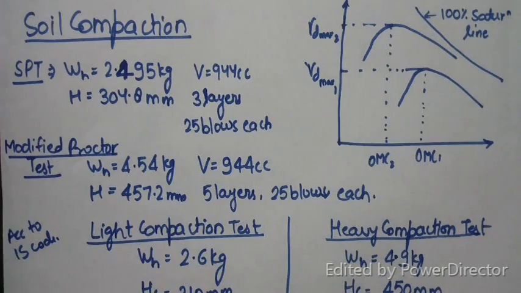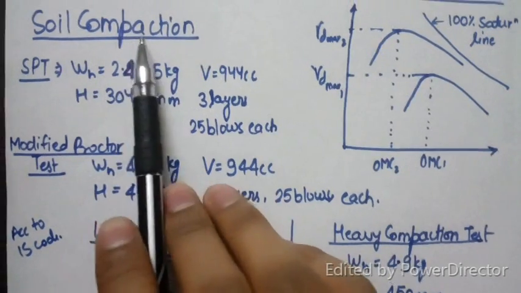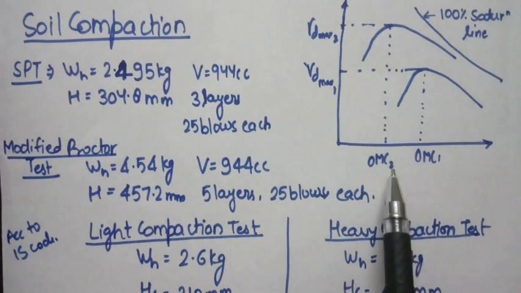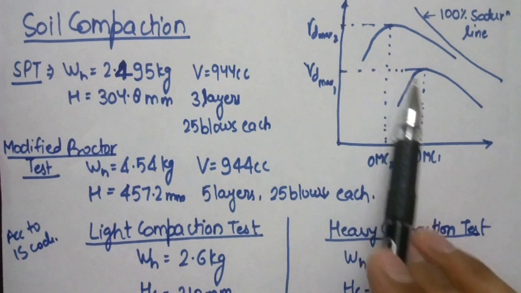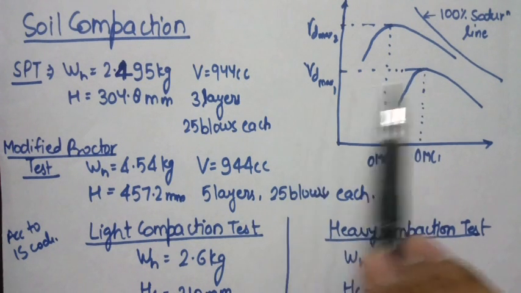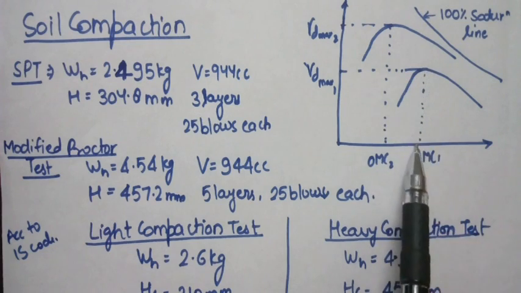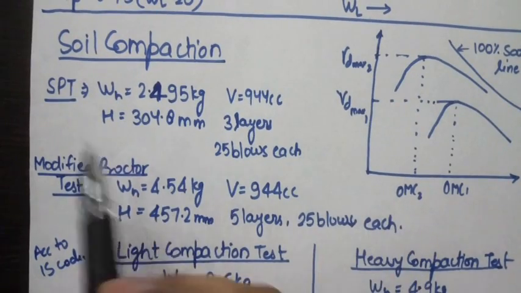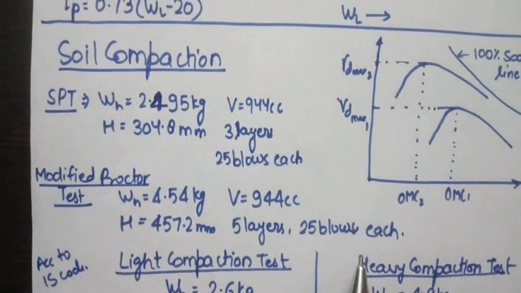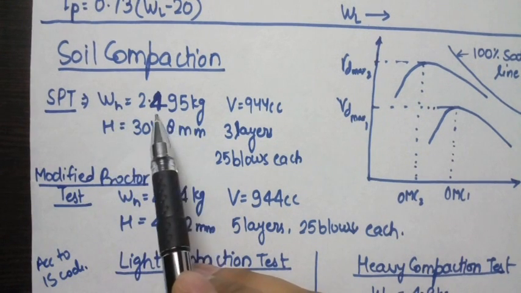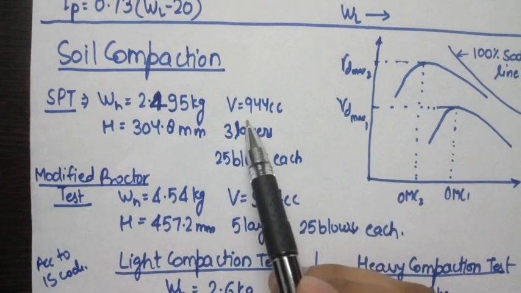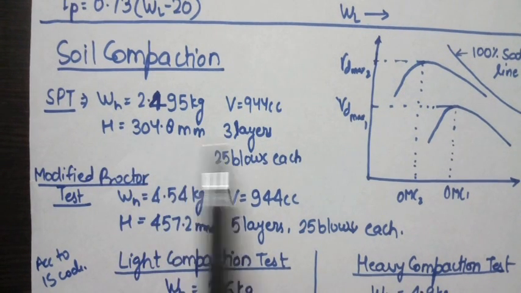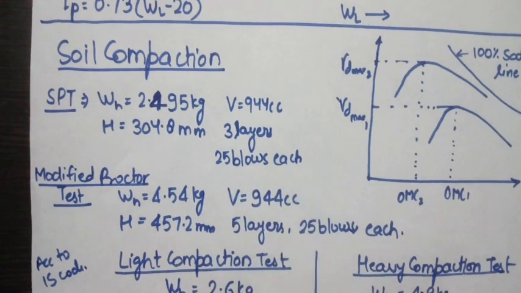Okay. Next topic is our soil compaction. This is a very important graph in soil compaction. With increase in moisture content, we increase the gamma d, that is dry unit weight, up to the optimum moisture content, which you can see in the graph. Now, soil compaction is performed by the SPT, that is the standard Proctor test. In this we use a hammer weight of 2.495 kg, volume of 944 cc, height of fall 304.8 mm, 3 layers and 25 blows each.